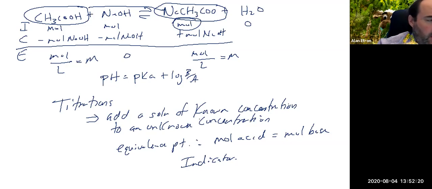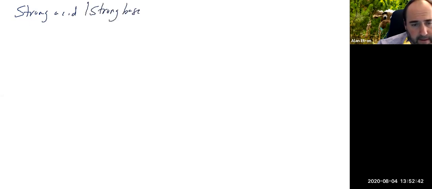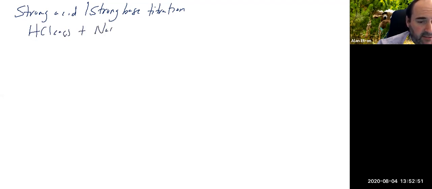So how do you know where you expect your equivalence point to occur? It does depend on the type of titration that you're doing. And we talked about really three types of titrations. We talked about the titration of a strong acid and strong base titration. So this would be something like HCl and sodium hydroxide.